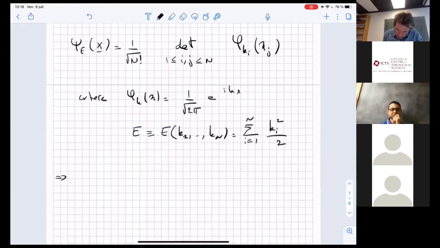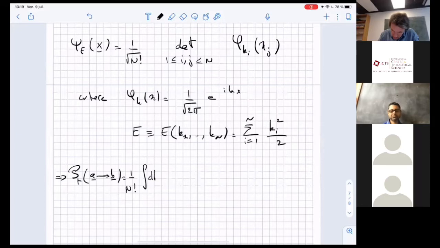So the claim is that this Pt from A to B is just 1 over factorial n. This is just the square of these guys. And then I have this multiple integral, so I have an integral dk1 ... dkn of a product of two determinants.